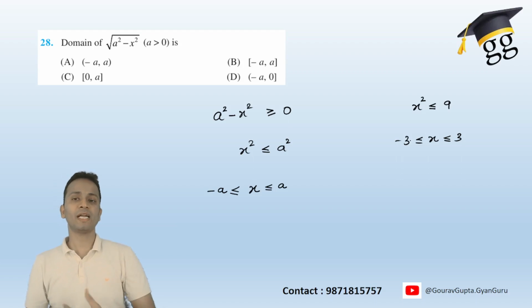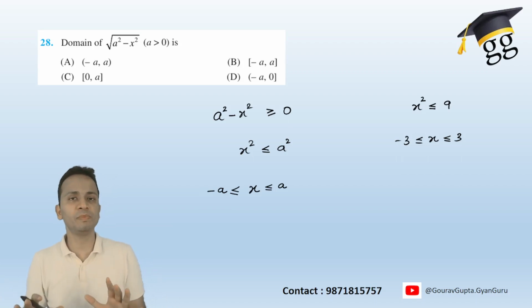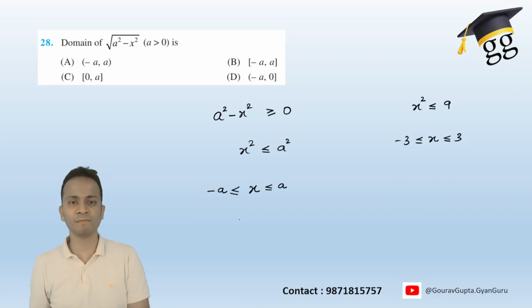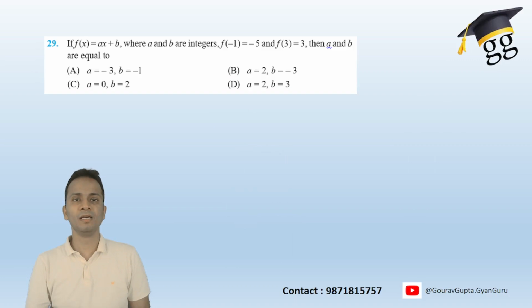So if the value of x is between -3 and 3, then x square will always be less than or equal to 9. Same is the thing that I have done here. So I can say that x will belong to minus a comma a, both included. So the correct answer should be option B. So 28th question, option B is the correct answer. Moving on, next question, question number 29.